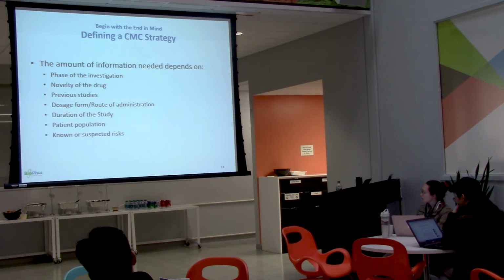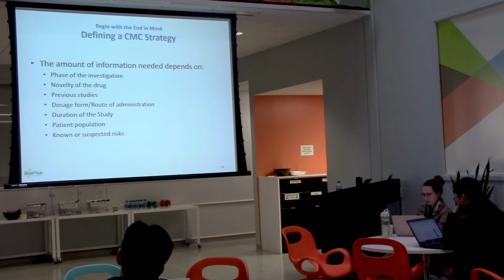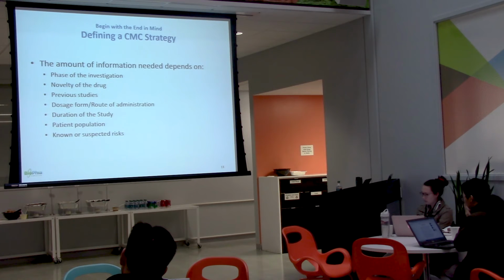So the amount of information that you need to put in that CMC is going to depend on a variety of things, and they're listed here. So what's the phase of the investigation? If you're going into first-in-human studies, a phase 1 clinical trial, as we said, you don't need all the validation data. How novel is the drug? Is this a second generation? You've got a lot of information on the first generation. So maybe some of that early phase, that first generation drug information can be used for this second generation.